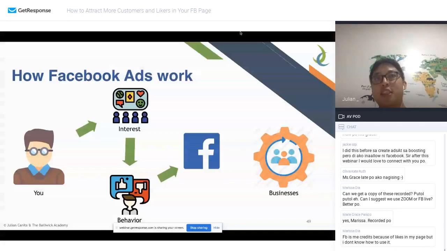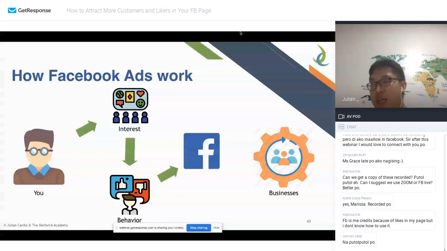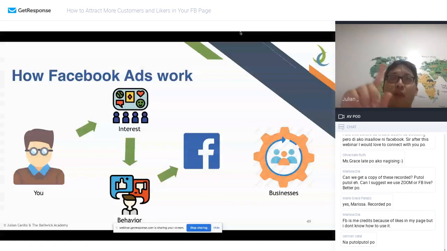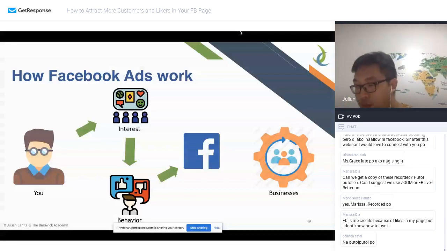Kung like ka ng like ng pictures ng mga bata, nakikita ni Facebook, ah, si Julian mahilig sa mga bata, sige, let's show him more pictures of children. No? Or kung mahilig ka sa kalokohan, parang comment ka ng comment sa mga kalokohan ng mga kaibigan mo, si Facebook will keep on showing you memes and puro mga kalokohan.